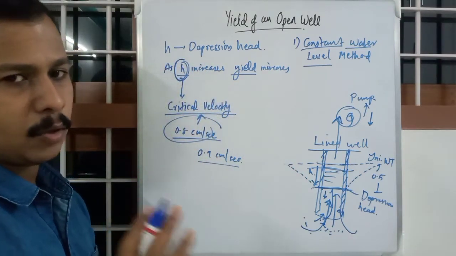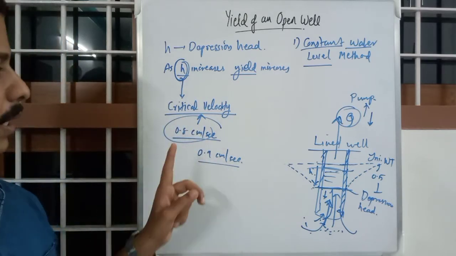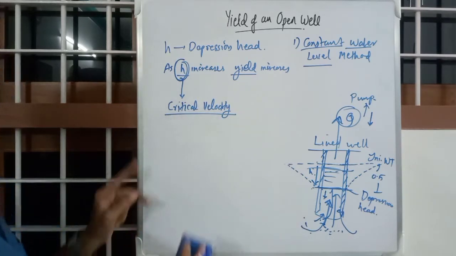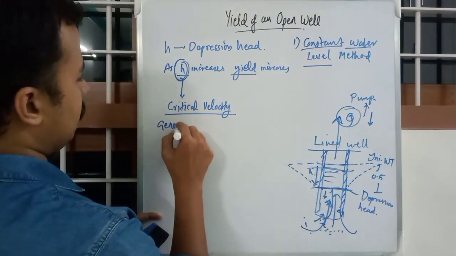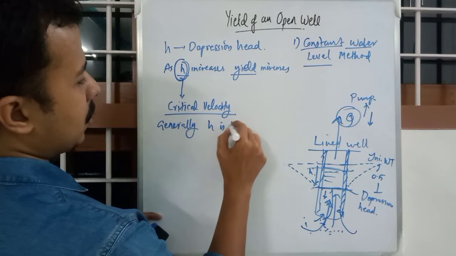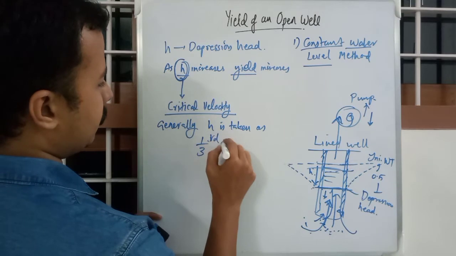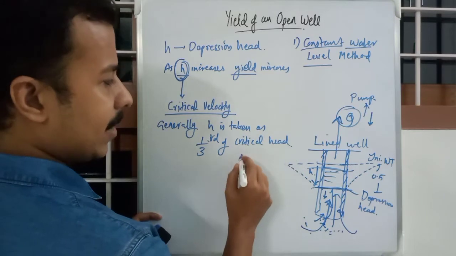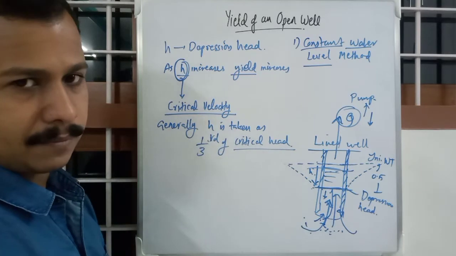Okay, so I hope you get the concept. So there is a parameter called critical velocity. Beyond that velocity, soil particles will be dislodged from the strata, hence H cannot be considered. So in general, H is taken as 1/3 of critical head. Critical head is the corresponding height with respect to critical velocity.